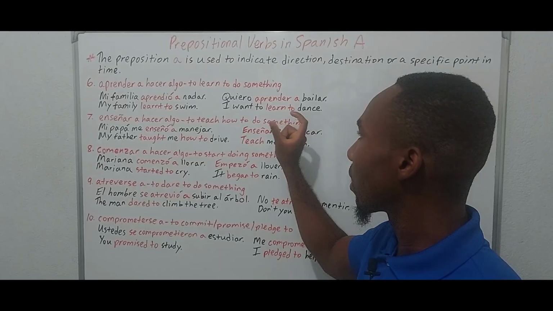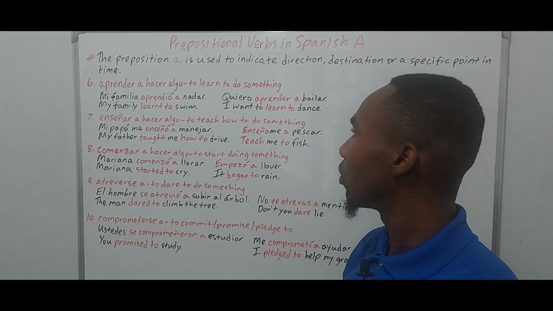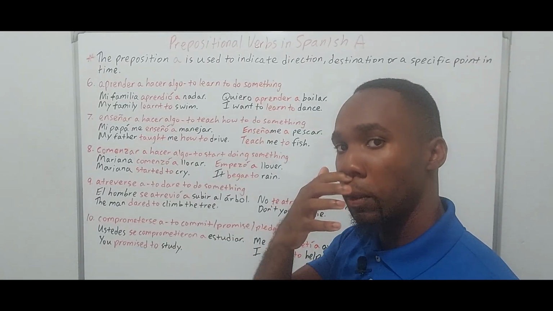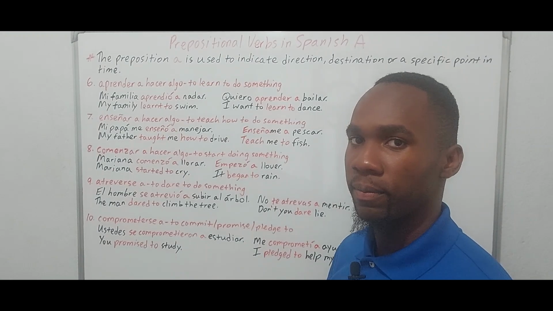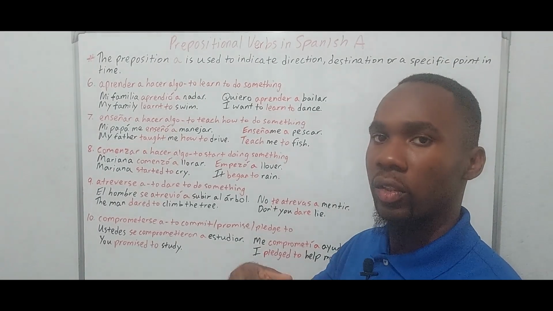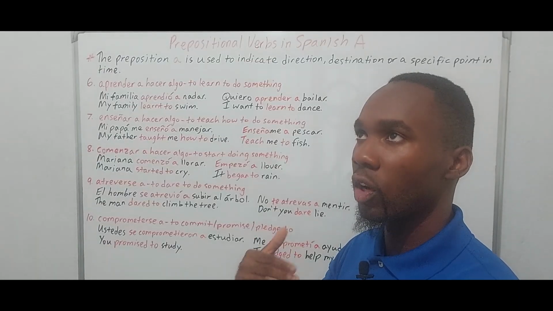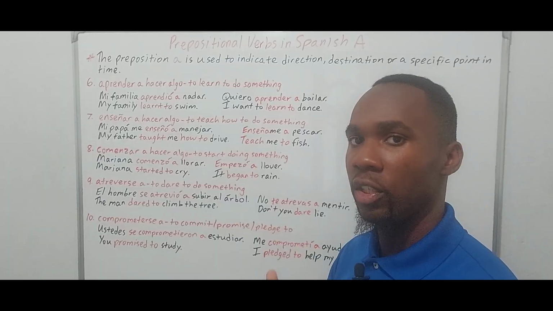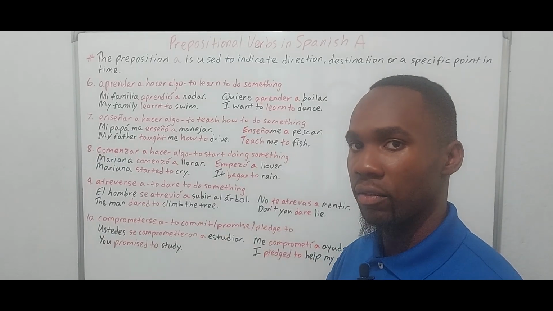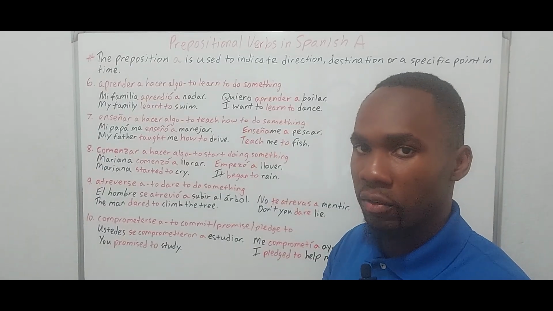Quiero aprender a bailar. I want to learn to dance. Or I want to learn how to dance. The a is crucial. All right? If you want to talk about learning to do something, remember, the a must be used before the infinitive, which would be the activity, of course, right?